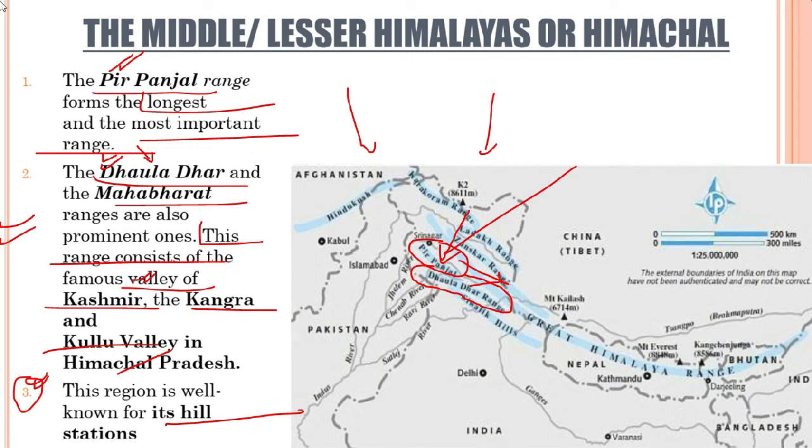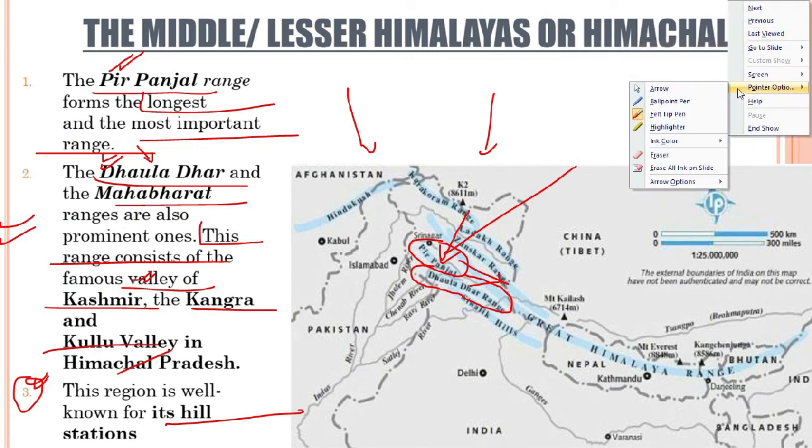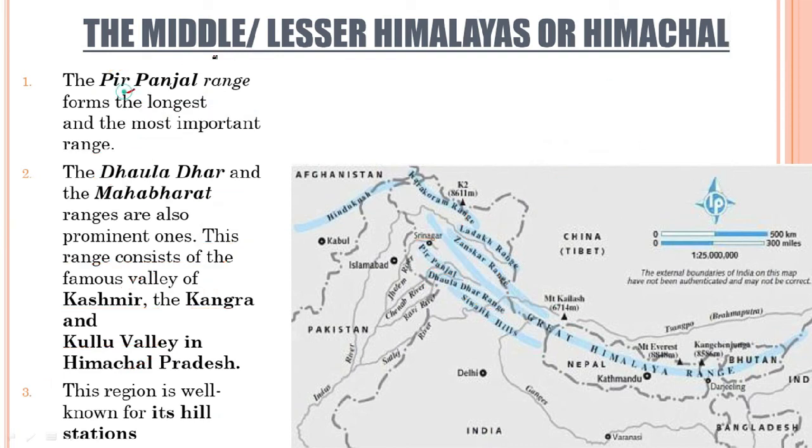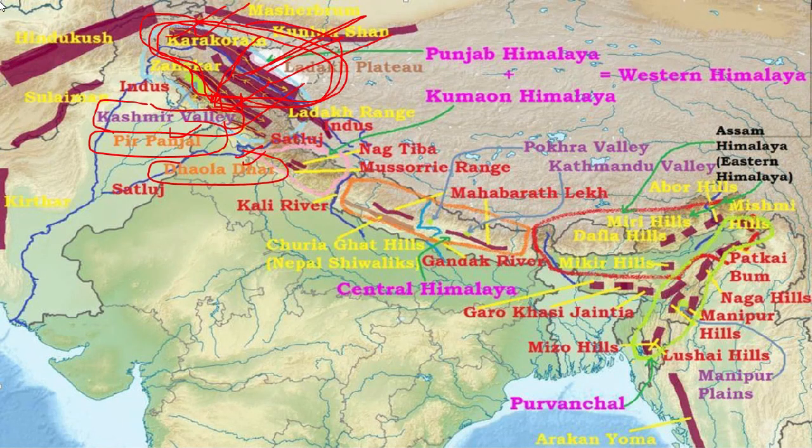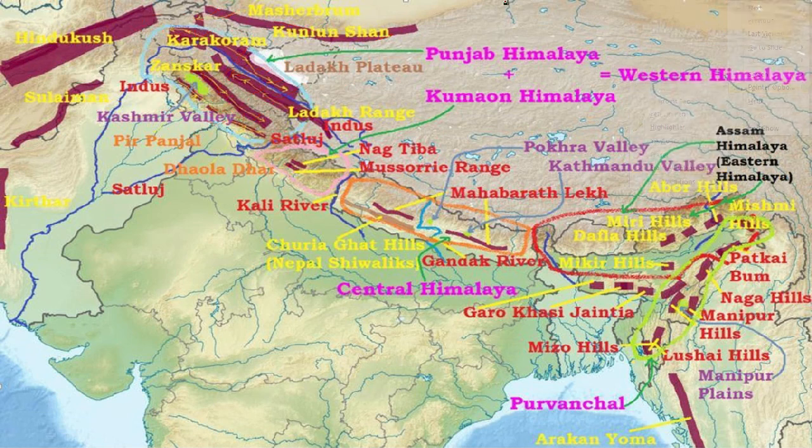Next we came down to learning about some important aspects of the middle Himalayas or the lesser Himalayas, and we learnt about the important peaks, which were Pir Panjal, Dhauladhar and Mahabharat, which we have also located here. Then we came down to learning about the valleys, and we learnt about the Kashmir Valley and the Kangra and Kullu Valley in Jammu Kashmir. One of the important aspects of this region was the hill station. Here we have tried to see the valley.